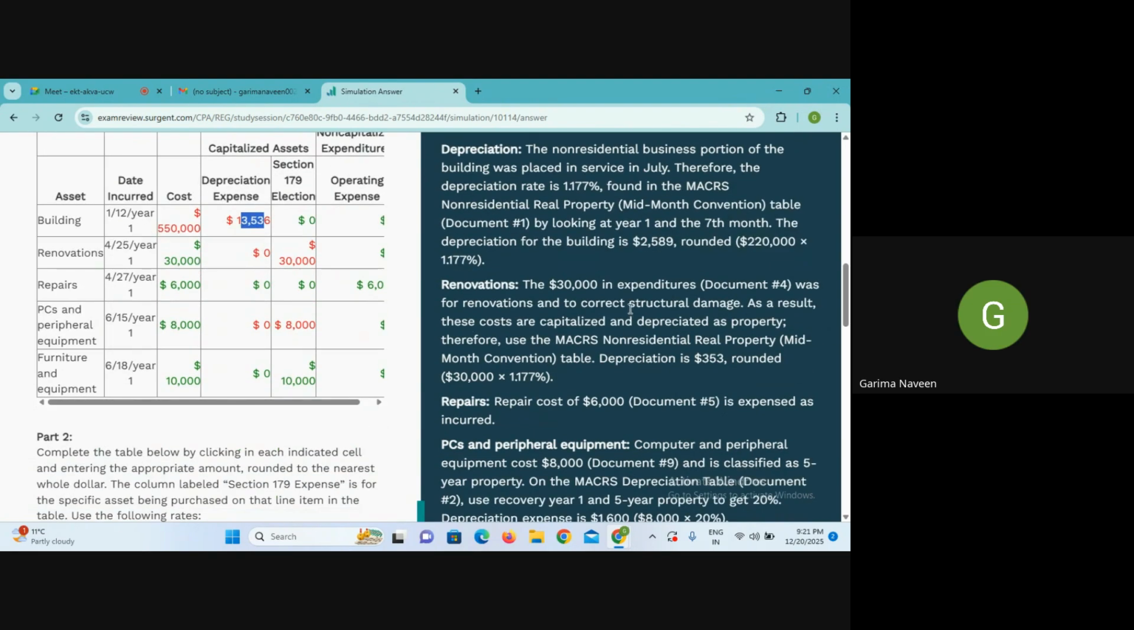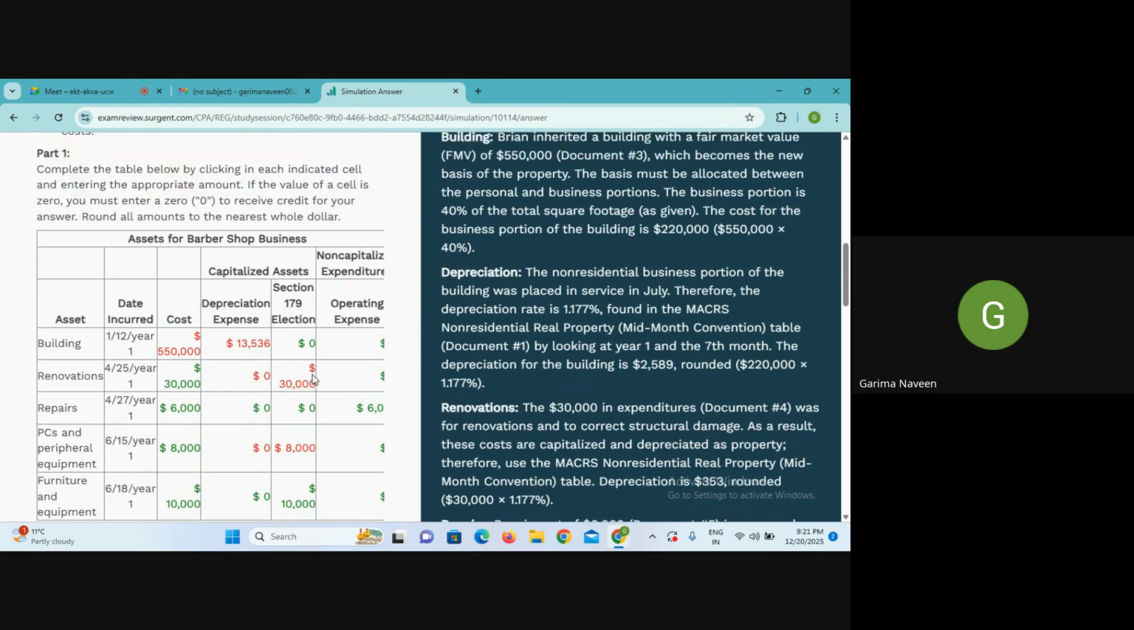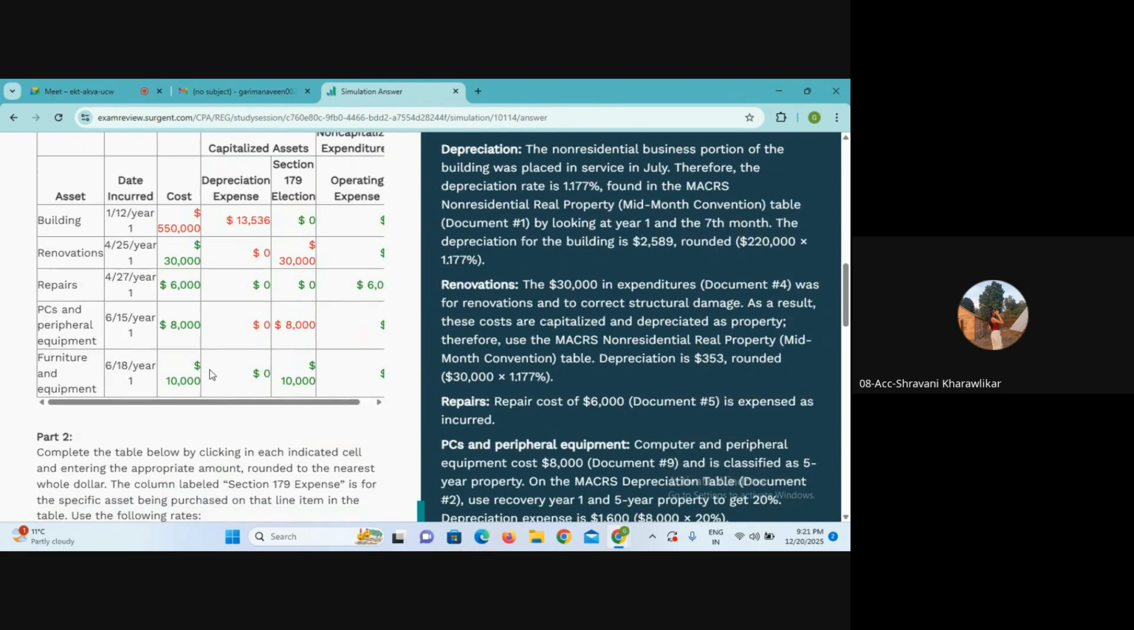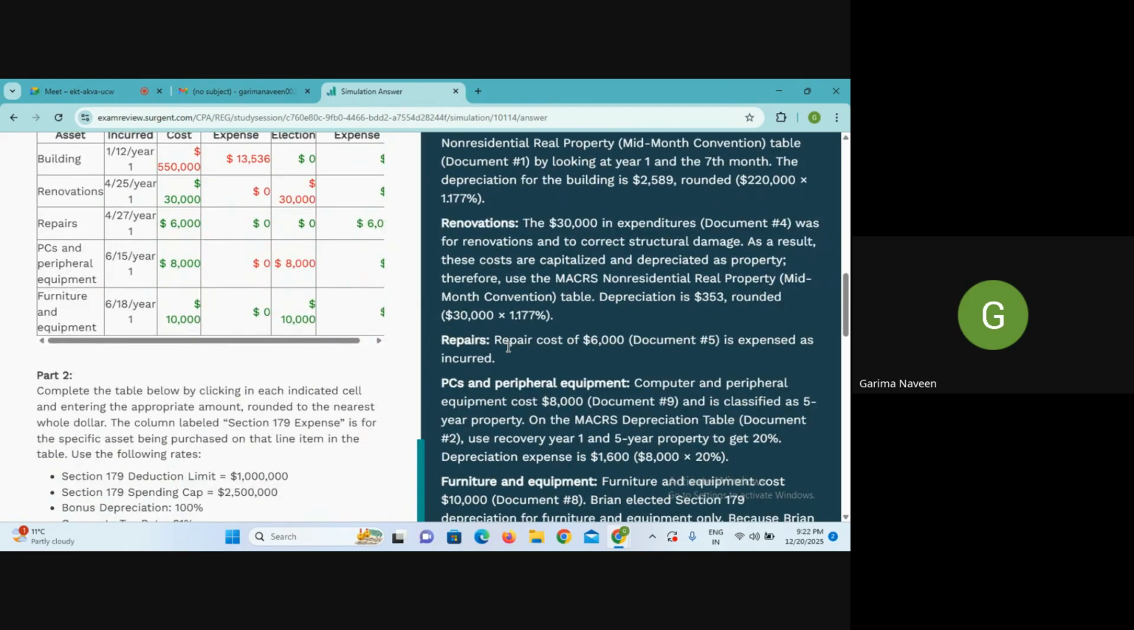Okay, it was for renovation, as a result these costs are capitalized and depreciated, so use the MACRS non-residential real property, so depreciation should be 353. Okay, so they are not taking 179 expenses on depreciation, instead they are depreciating it. Okay, ma'am. But why are they taking the renovations as a depreciation expense? Renovations are never depreciated, no?